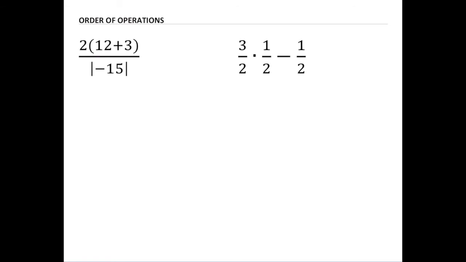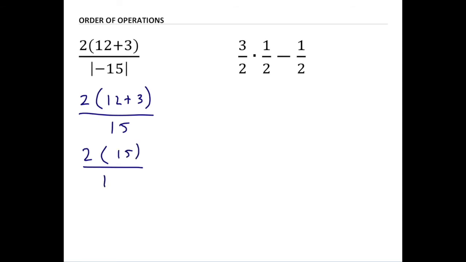Okay, so I can just rewrite this as 2 times 12 plus 3 all over 15, because the absolute value says that negative 15 is positive 15. And now I can apply the order of operations, and I can do parentheses. So I have 2 times 15 over 15. And if we remember from the fractions lesson, we can just cancel that common factor. So I'm going to cancel that common factor, and the answer is 2.